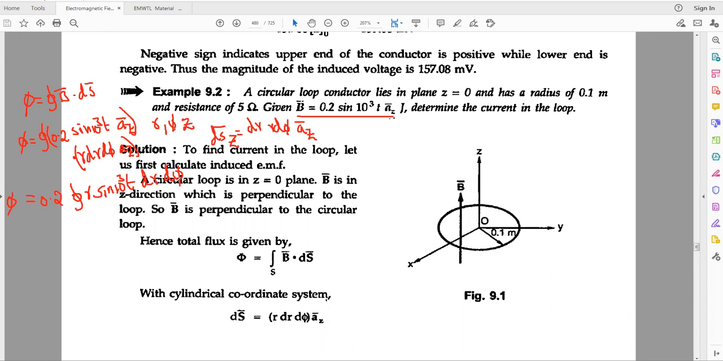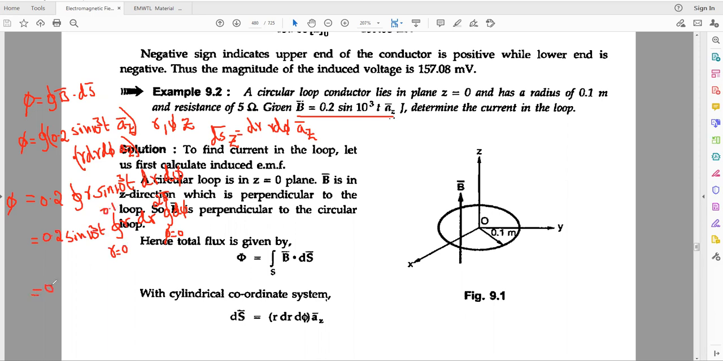With respect to R and phi, the remaining terms are all constant. So you can write this as 0.2 sine 10 cube into t, which is a constant, times integral R dr integral d phi. Phi varies from 0 to 2 pi, you already know. And the radius is given as 0.1 meters, so R is equal to 0 to 0.1.